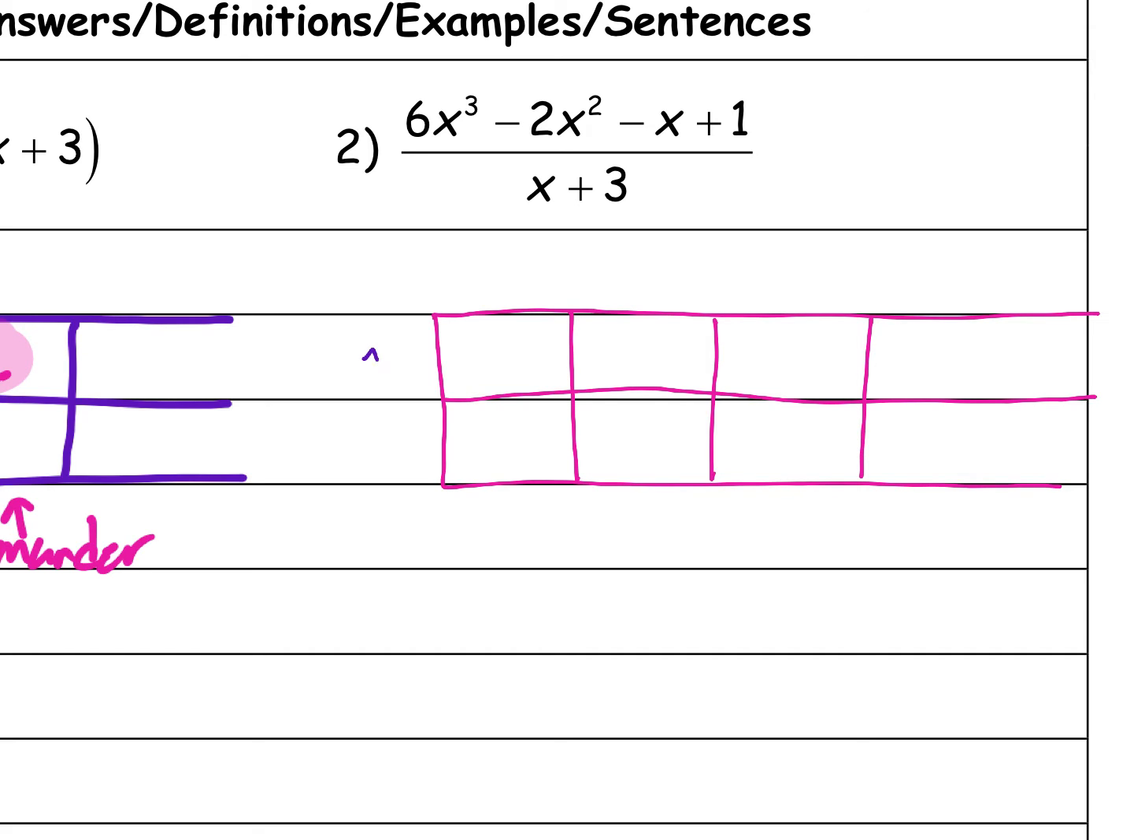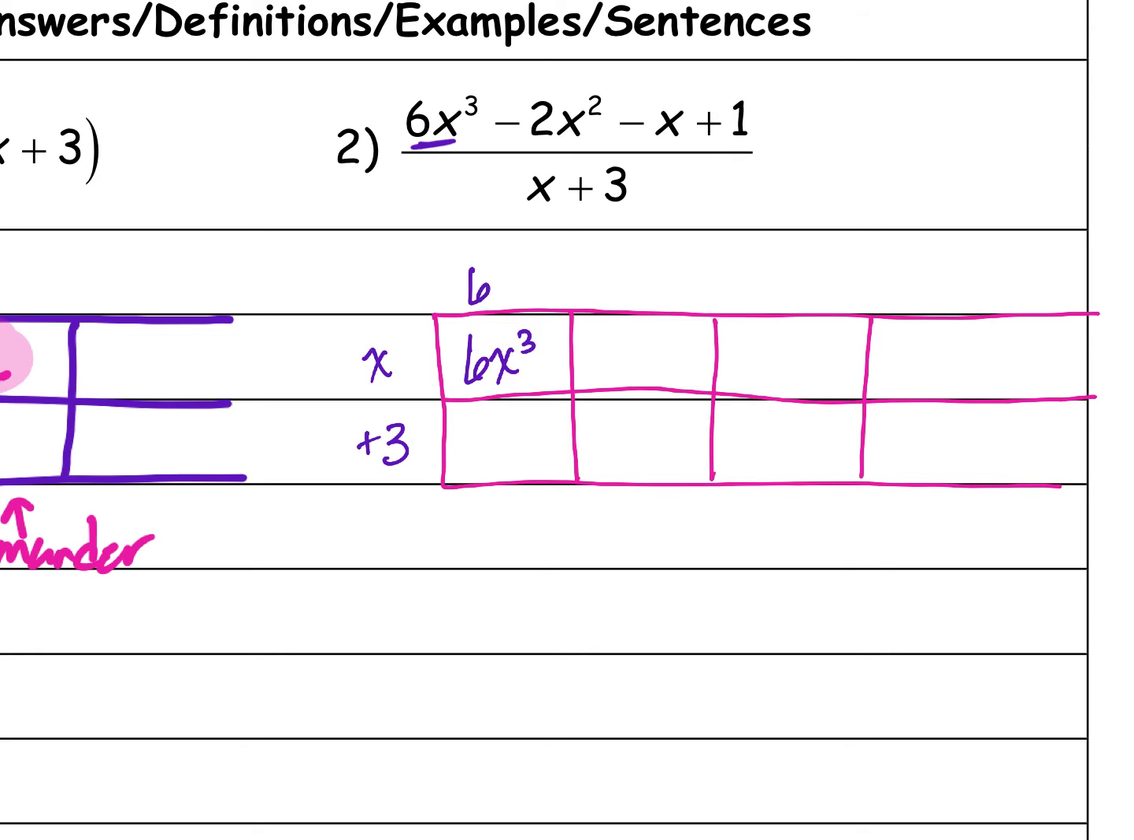And I've got x plus 3. Okay, so the first thing that goes in my top left box, the left side, right? The left box is going to be 6x cubed. It's always the first number. So the first question is, what do I multiply x by to get 6x cubed?